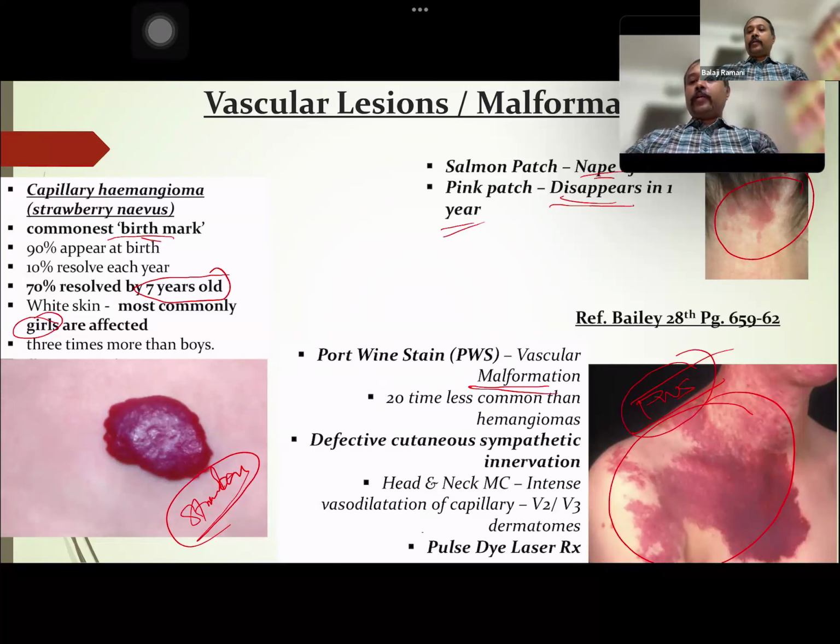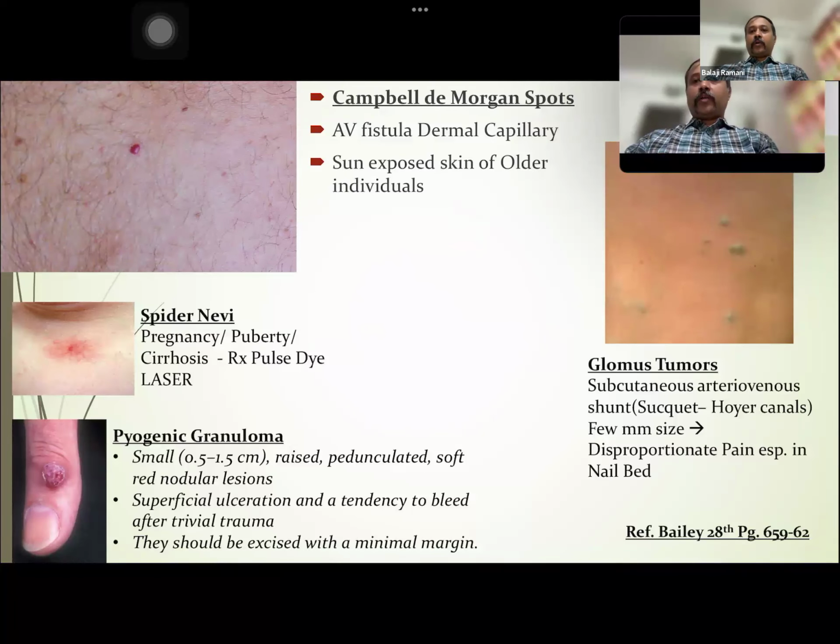This one will need a pulse dye laser for treatment. So pulse dye laser therapy is needed. The distribution is again in the V2 and V3 dermatomes here. There is a defective cutaneous sympathetic innervation leading on to opening up the channels, and that is why you get this lesion. And here you have to treat it by laser therapy. It will not disappear on its own.